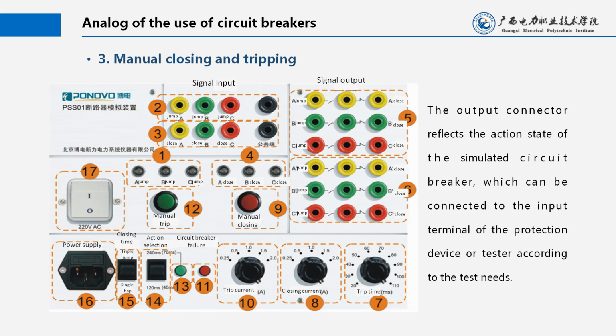The output connector reflects the action state of the simulated circuit breaker, which can be connected to the input terminal of the protection device or tester according to the test needs.